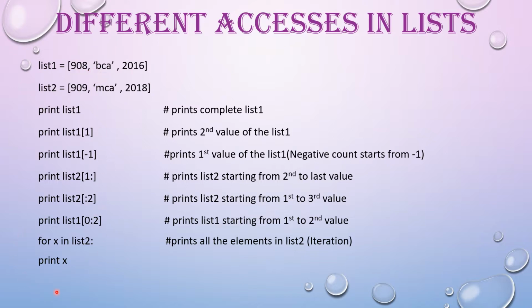Now we use the iteration method here. Similar to strings, but see here we haven't used a comma, so it will print the list 2 vertically.